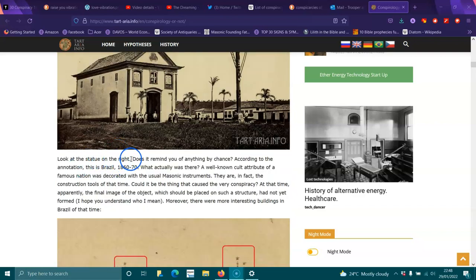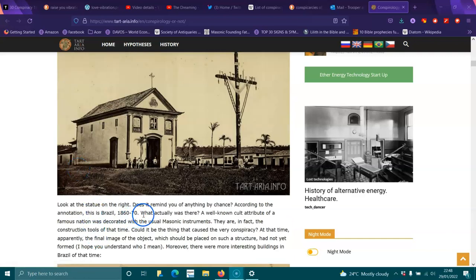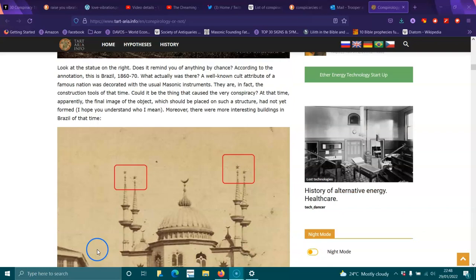Look at the statue on the right. Does it remind you of anything by chance? According to the Internet, this is Brazil, 1860-70. What actually was there? A well-known cult attributed to the famous nation was decorated with usual Masonic instruments. They are, in fact, the very construction tools of the time. Could it be the thing that caused the very conspiracy? At the time, apparently, the final image of the object, which should be placed on such a structure, had not yet formed. I hope you understand who I mean. Moreover, there were more interesting buildings in Brazil at the time.